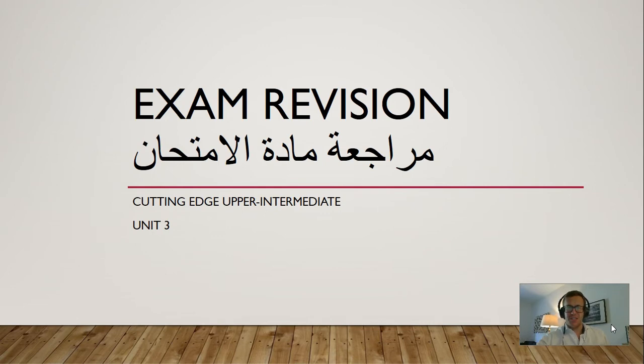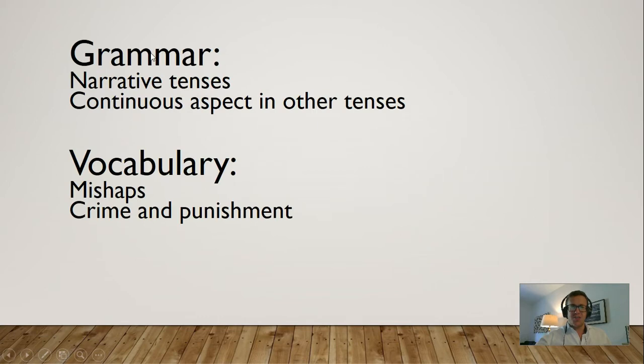Hello, this is an exam revision video to support Cutting Edge Upper Intermediate Unit 3. In this unit, we did grammar, we did narrative tenses, and we did continuous aspect in other tenses. And for vocabulary, we did mishaps and crime and punishment.